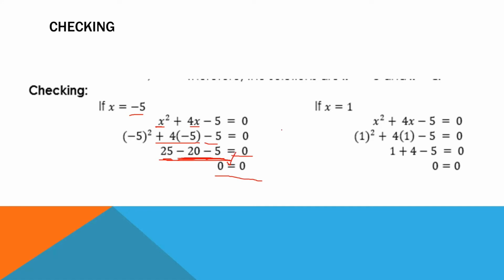How about this if our x is positive 1? So, substitute lang natin yung 1 sa x. So, 1 squared plus 4 times 1 minus 5 is equal to 0. So, 1 squared is equal to 1. Then, positive 4 times 1 is equal to 4. Then, minus 5 is equal to 0. So, 1 plus 4 is equal to 5. Then, 5 minus 5 is equal to 0. Therefore, it is also correct. So, ayan po yung ating paggamit ng completing the square.